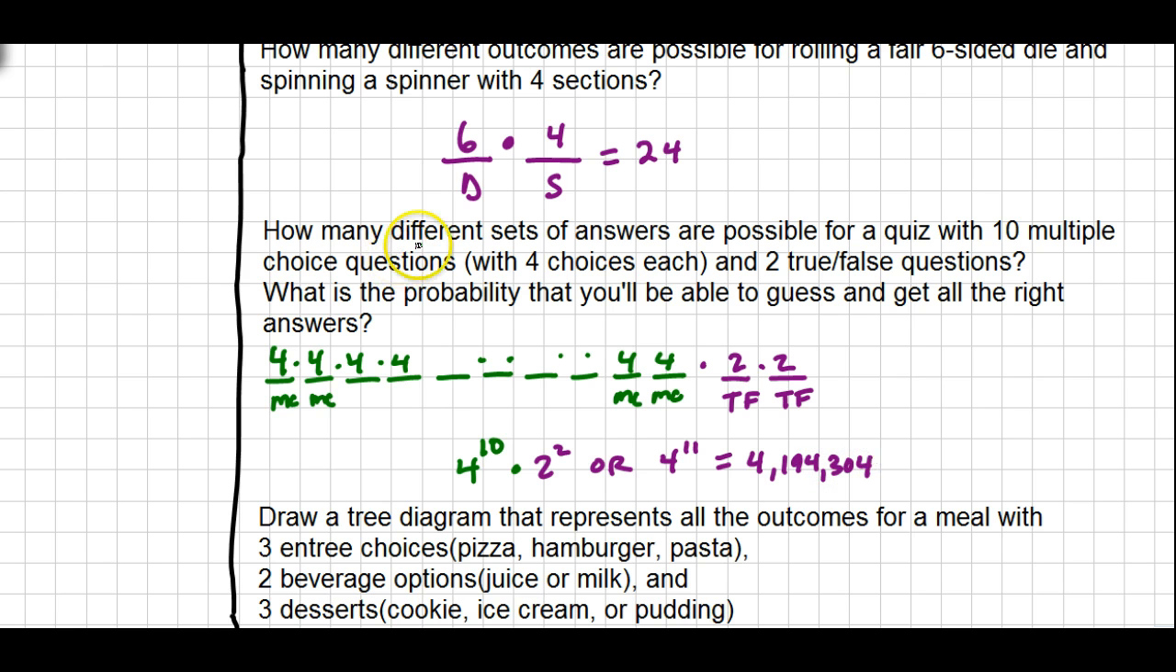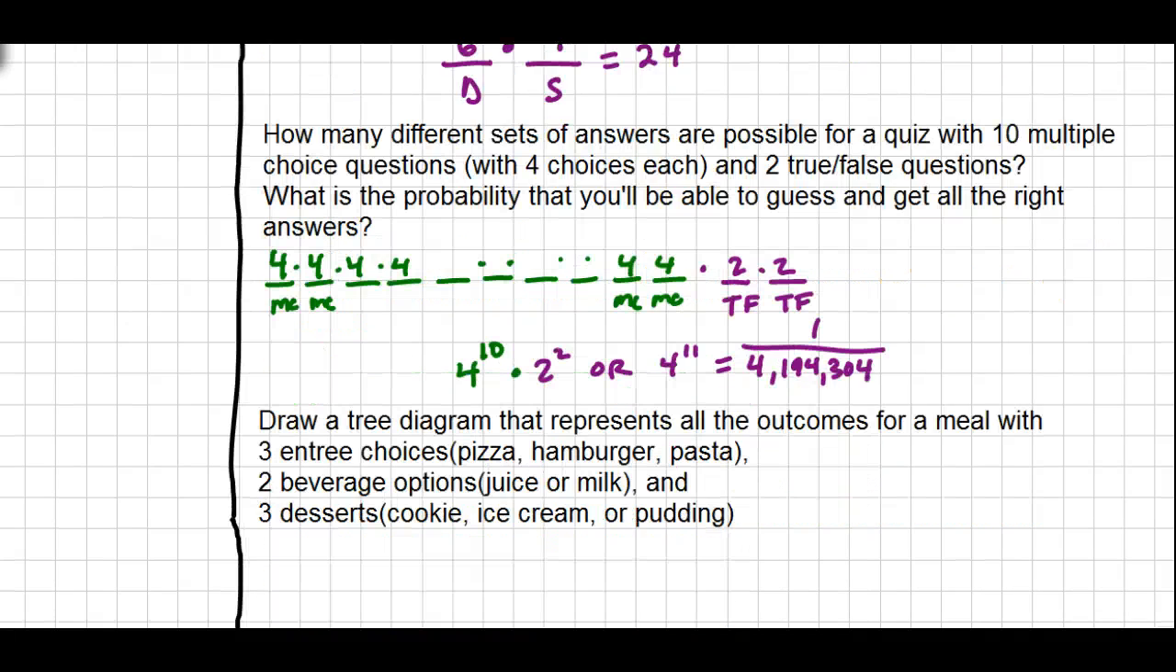So that tells us how many different sets of answers are possible. Only one of those combinations is the correct answer or the answer key. So what's the probability that you'd be able to guess and get all the right answers? 1 over that. So that's where the probability comes into play here. You might use the total number of outcomes to help you figure out the probability. Usually that big number that you get will be the bottom of your fraction.